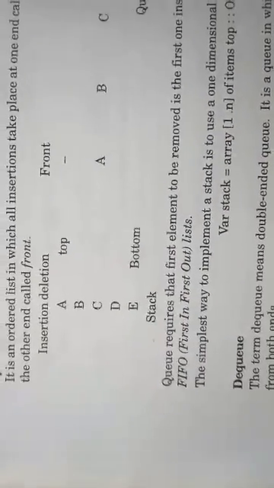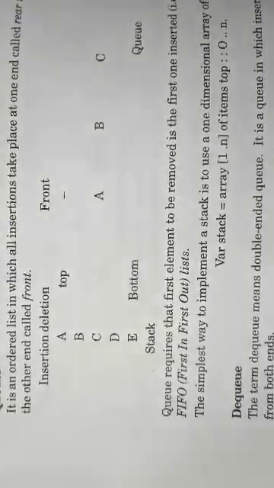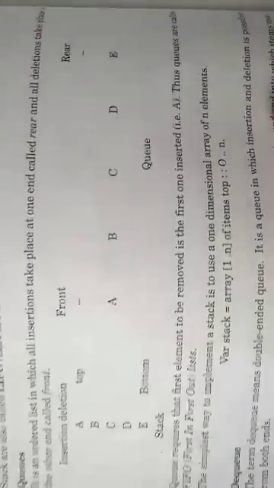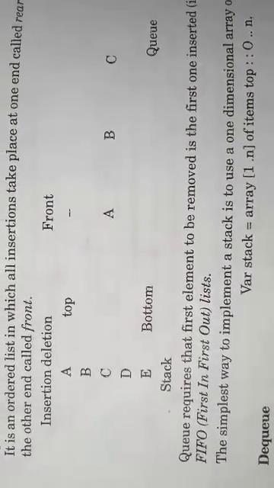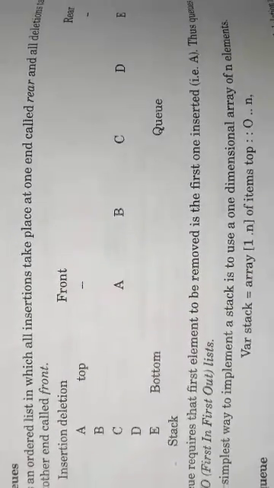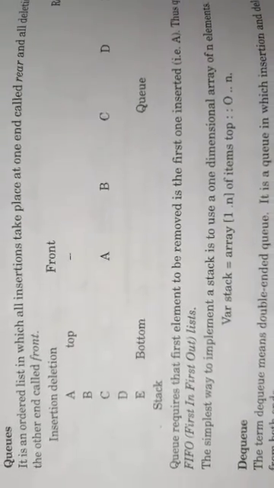Queue requires the first element to be removed to be the first one inserted, thus queues are called FIFO lists, first in first out. The simplest way to implement a stack is to use a one-dimensional array of elements, where stack equals array 1 to n of items, with top. In this way we can write it.